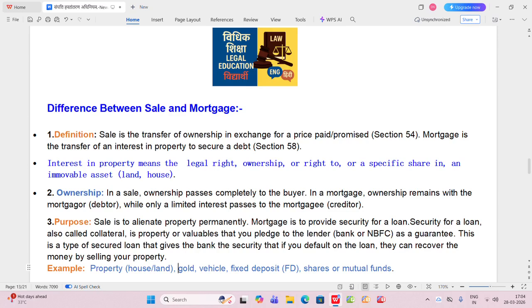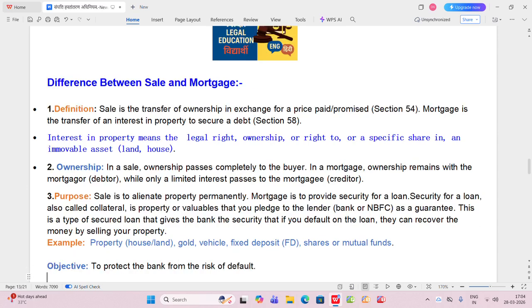Now, what are the valuable things that you can give to the bank as a security, as a guarantee? Property, it may be a house or land, some other property. Gold, vehicle, fixed deposit, shares or mutual funds. Any of these can be taken as guarantee by the bank.